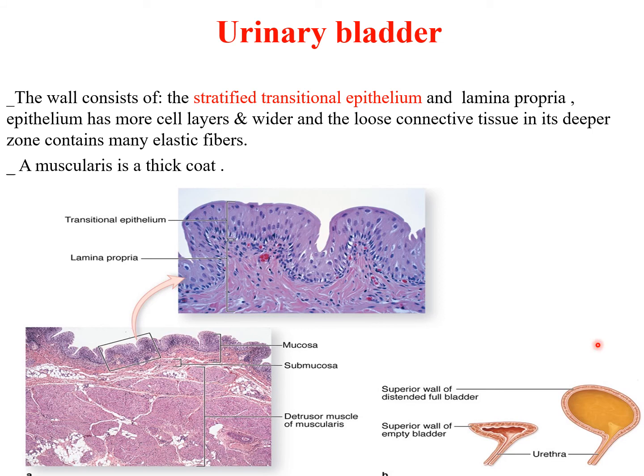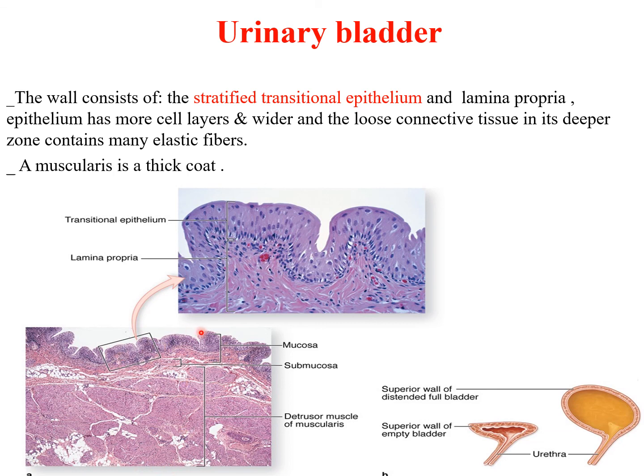Finally, we will talk about the last part in the urinary system, which is called the urinary bladder. The urinary bladder wall contains many different layers. The first one is the mucosa, the second one is the submucosa, the third layer is the muscularis layer, and lastly the serosa or adventitia.